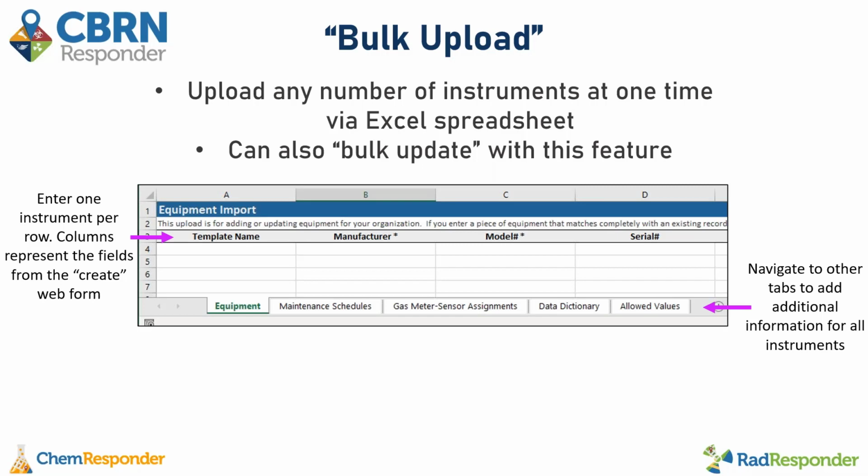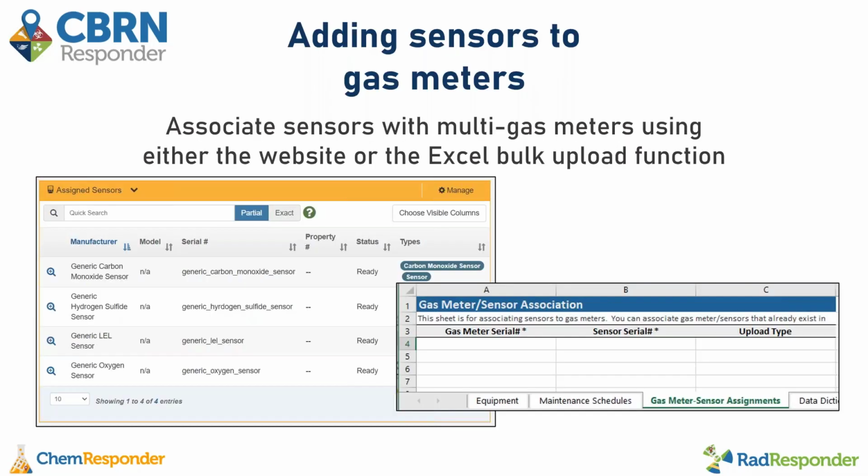In particular, I'll point out at this point the gas meter sensor assignments tab in the middle there. That's where you can make these gas meter to sensor assignments pretty efficiently. And we'll talk more about that topic in a little bit here. So how do we add sensors to our gas meters? You can associate sensors with multi-gas meters using either the website or the Excel bulk upload function.